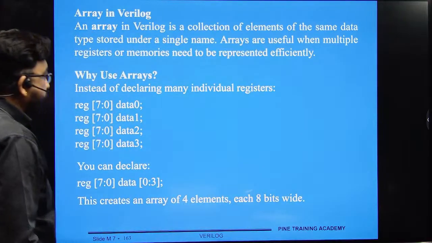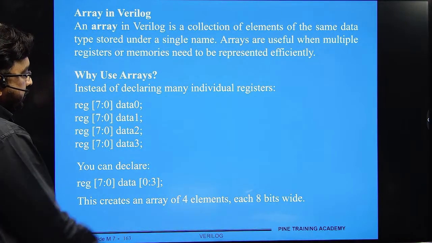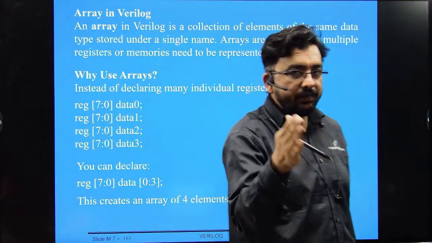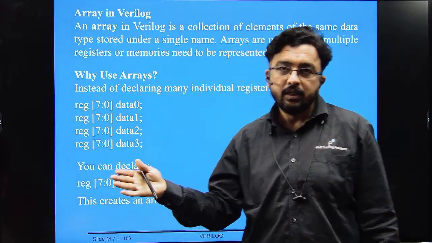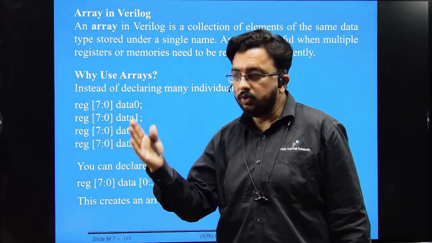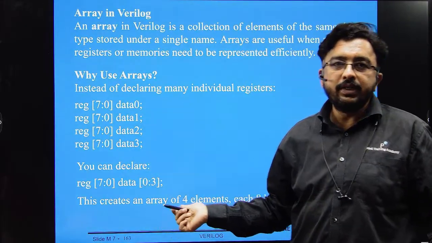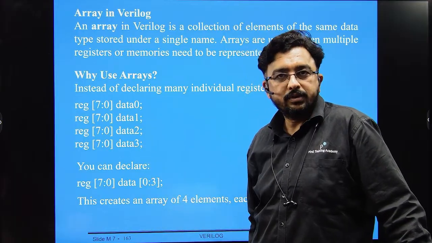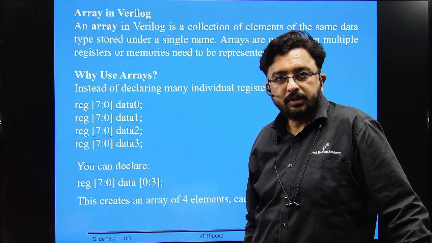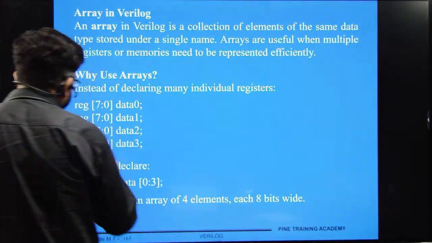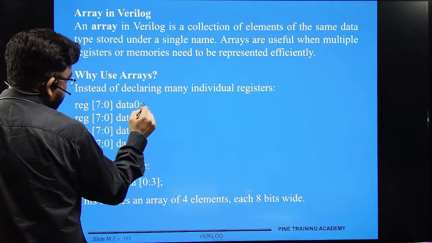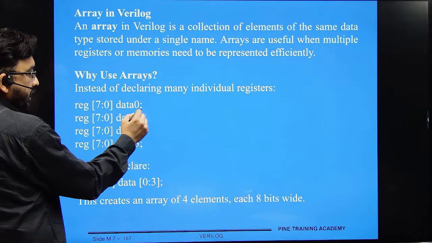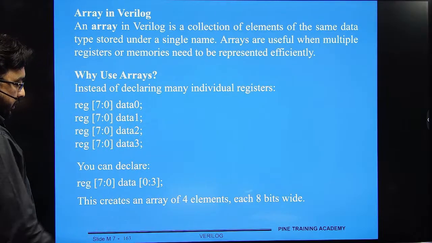Now the question is why we use an array instead of declaring these registers, meaning these locations. Register means location, a different location, a different register. If we need 16 different registers, that is a hectic job. Data 0, data 1, data 2, data 3, and so on. In data 0, that is one location, you are storing 8 bits of data. This is a hectic job.